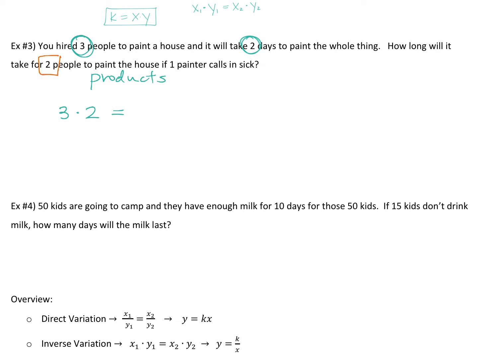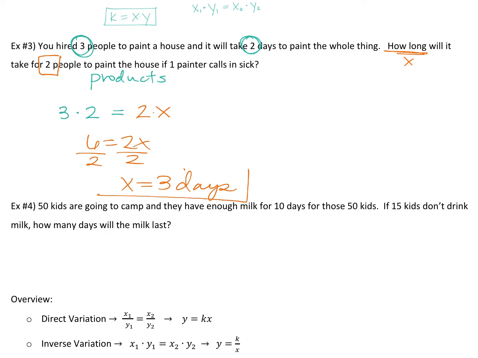Two times how long is our x, right? So 2 times x. And then you just solve that. 6 equals 2x. So if it's only 2 people, instead of taking 2 days, now it's going to take 3 days. Okay, that is inverse variation.